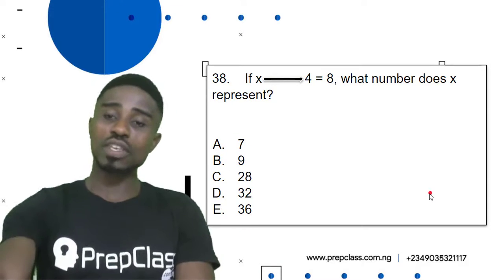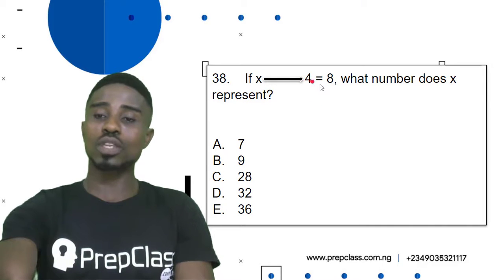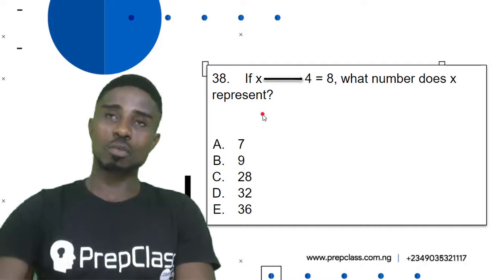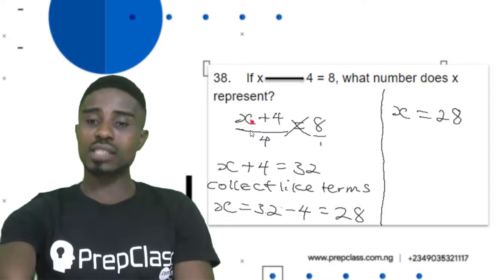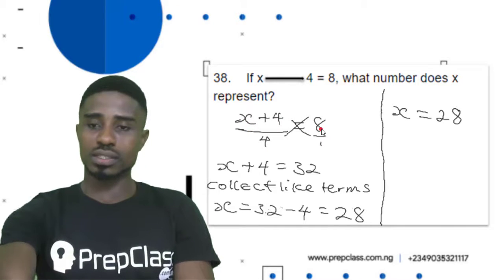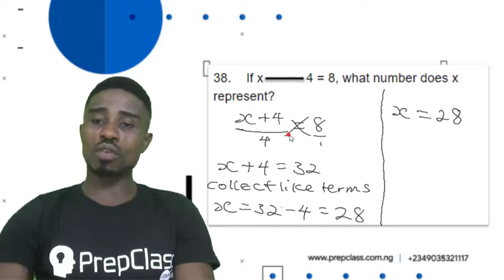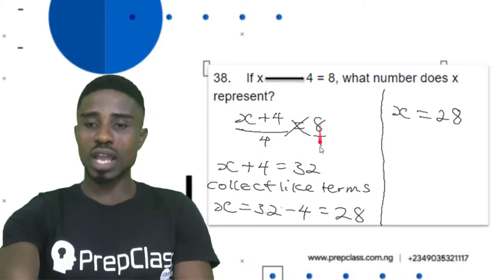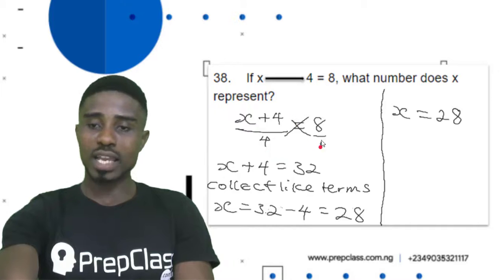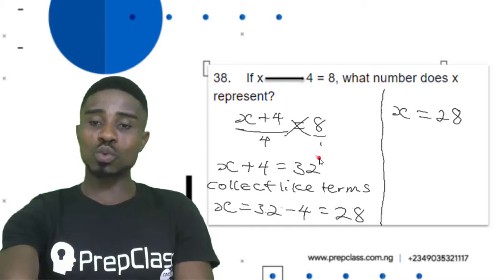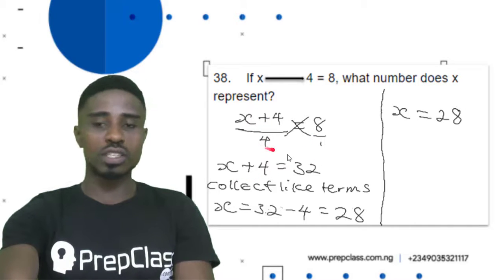Question 38, we have if x and an arrow pointing to 4 equal to 8, what number does x represent? Let's see how to get it done. So from the sample we understood it to be x plus 4 over 4 equal to 8. In solving this, remember we are solving for x. This is a fraction, so we will make 8 look like a fraction, that was why I wrote over 1. The next thing is we cross multiply, because when two fractions are separated by an equality sign, to resolve the fraction you cross multiply. So it will be 8 times 4, then x plus 4 times 1. So x plus 4 times 1 will give us x plus 4. 8 times 4 is still equal to 32.